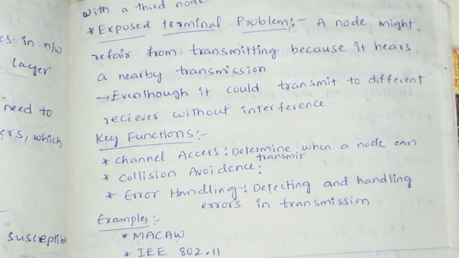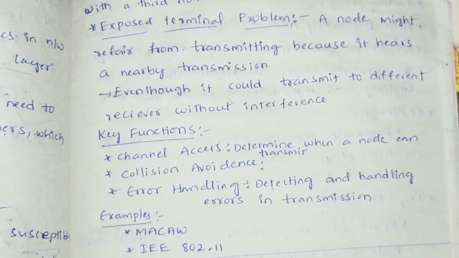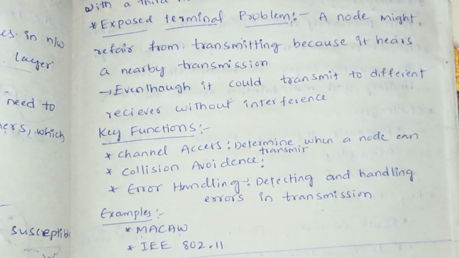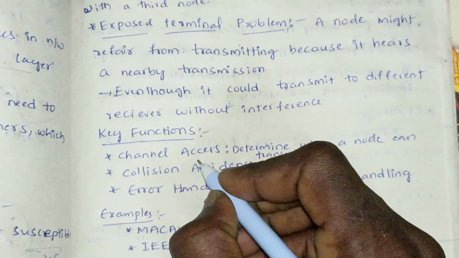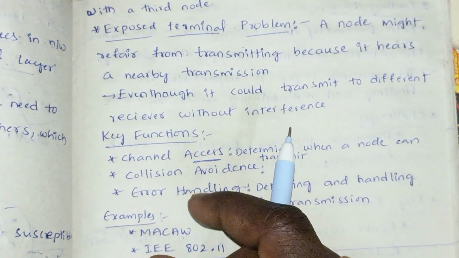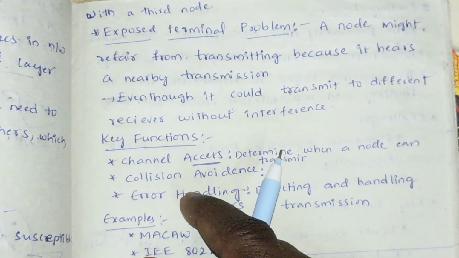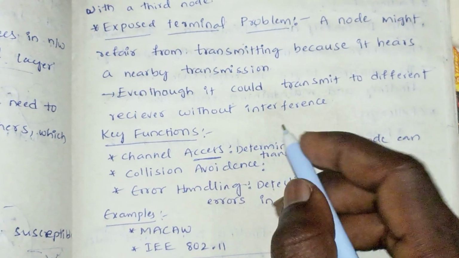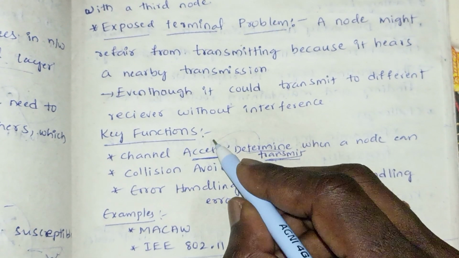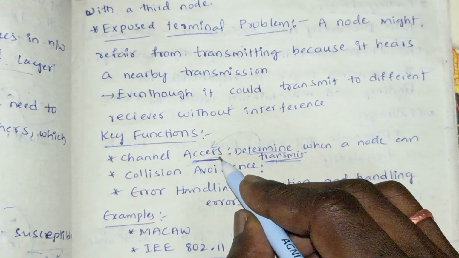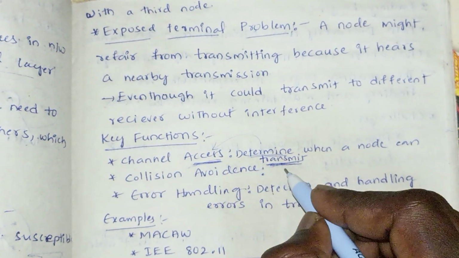And what are the key functions present in the MAC layer? Channel access, which determines when a node can transmit. Channel access is nothing but access control. Whenever a node can transmit data in a network, the details are present in the channel access. Without knowing the channel access, we can't transmit data from one node to another node.